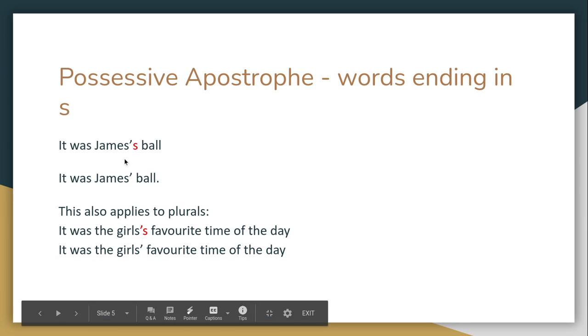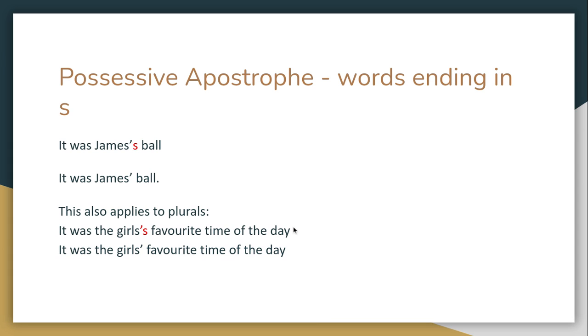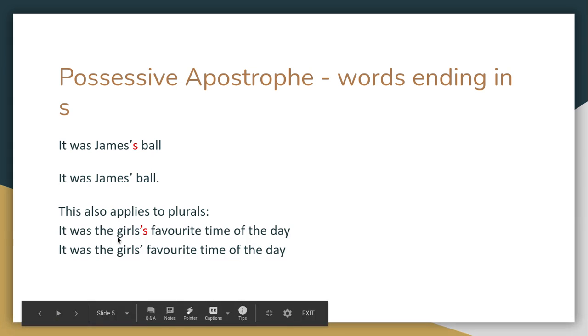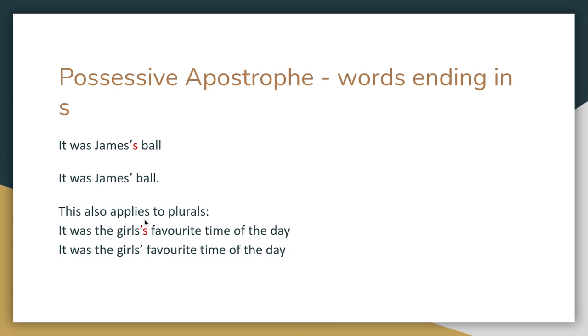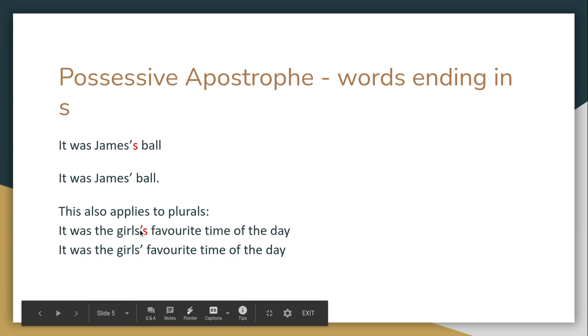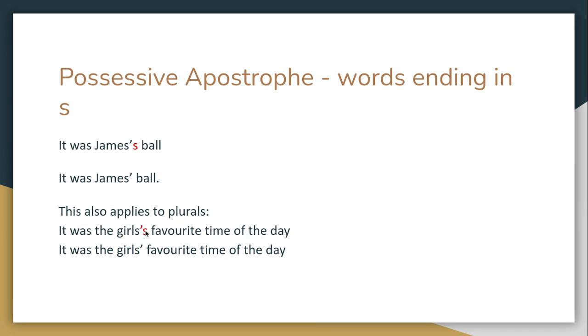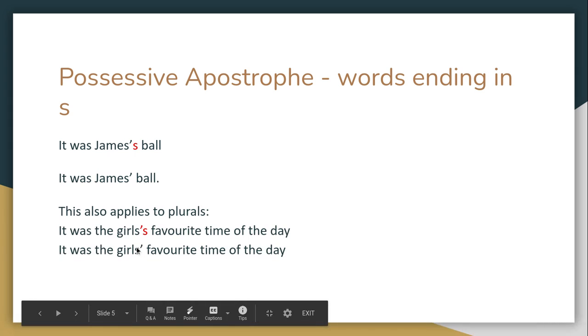This is also how it applies to plurals, being more than one thing. So in this sentence, it was the girls' favourite time of the day. I'm talking about more than one girl. Maybe there were 3 girls and it was all of their favourite time of the day, say breakfast, they absolutely loved breakfast. Because I have plural girls, I don't need to put girl's apostrophe S. It's the girls' apostrophe favourite time of the day.